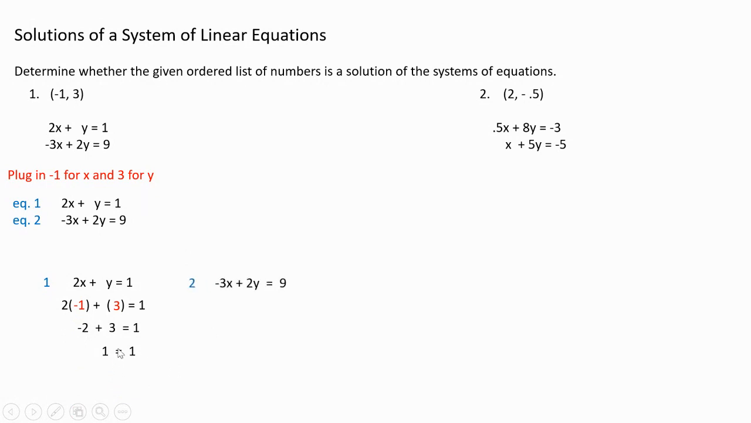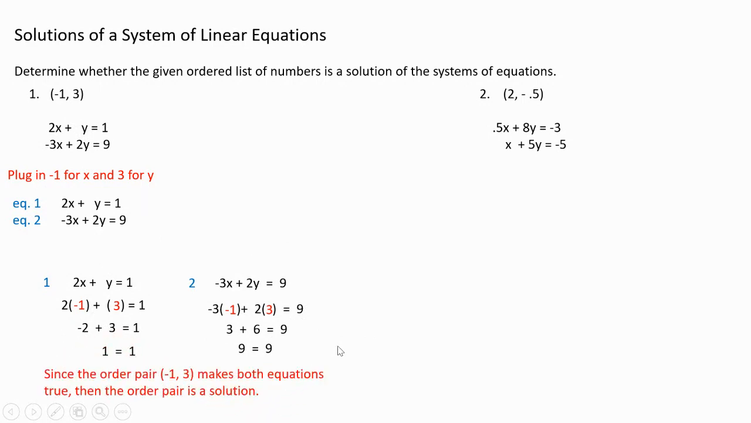If this was false, then you stop there. So this point would not have been a solution. But since it's true, we continue. It has to be true also for equation 2 for this point, -1, 3, to be a solution to the system. So we do the same thing. We're going to plug in -1 for the x and 3 for the y. Now we simplify, so we got 3 plus 6. So 9 equals 9, right? So this one checks. Since the ordered pair -1, 3 makes both equations true, then the ordered pair is a solution. So number 1 is a solution.